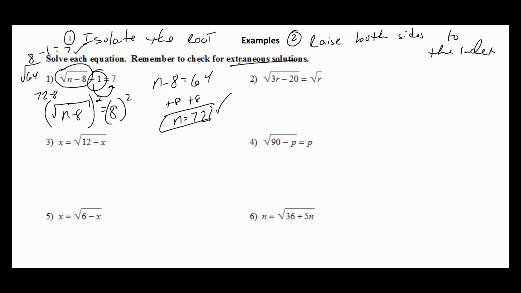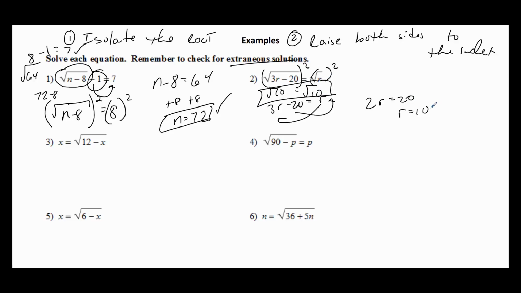Number 2, are my roots isolated? Yes, I have a root on the left and on the right. So I can square. I get 3r minus 20 equals r. Bring that over. I get 2r equals 20 and r equals 10. Well, let's see if this works. So what do I get? 30 minus 20 is 10. So the root of 10 equals the root of 10. They both are equal to each other, right? So r equals 10 is the right answer.